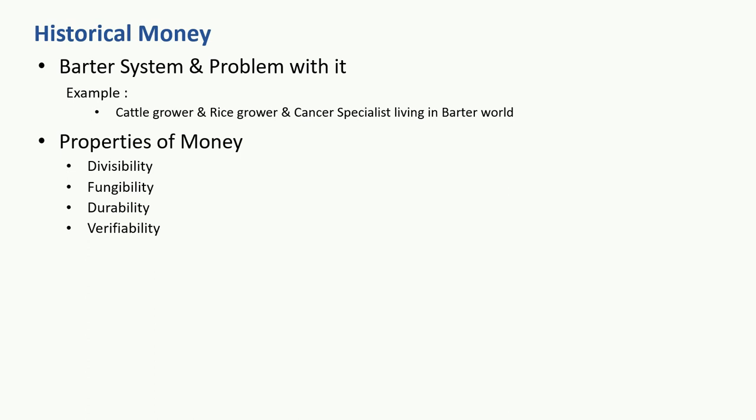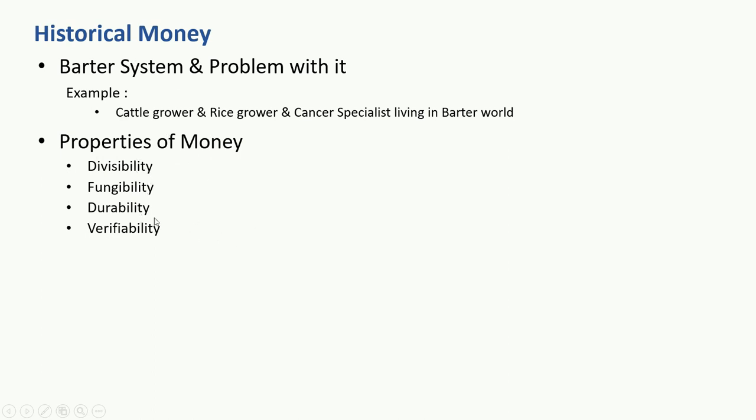Okay, in our example, the cattle grower has 10 cattle, and the rice grower prices in such a way that a kg of rice is going to cost a cattle. Okay, so that's how the rice grower prices. Now we are going to look at these properties of money: divisibility, fungibility, durability, and verifiability, and see why barter system failed in these properties.